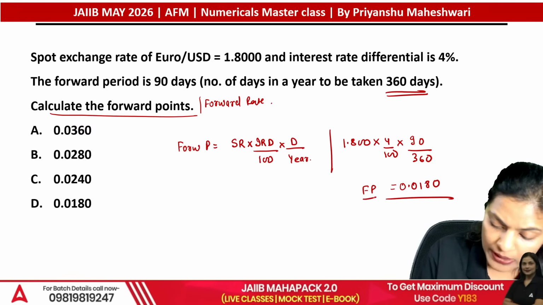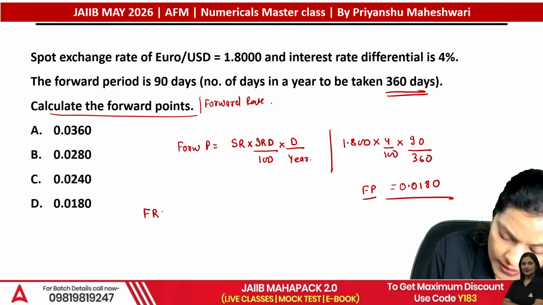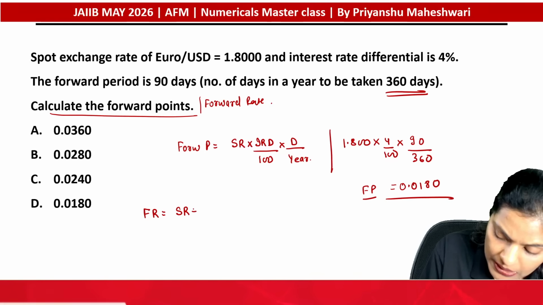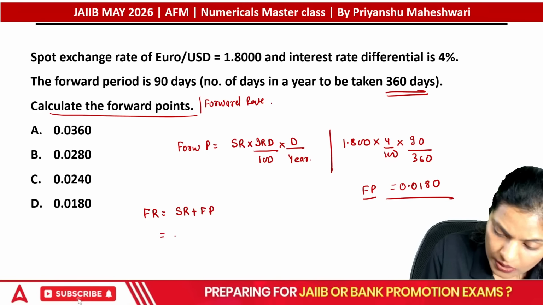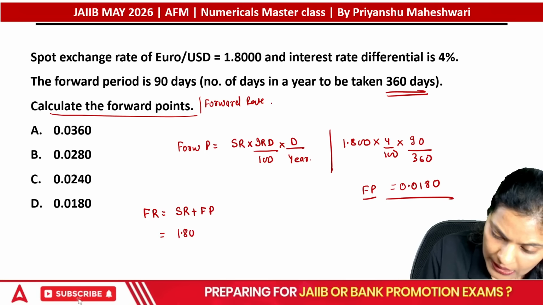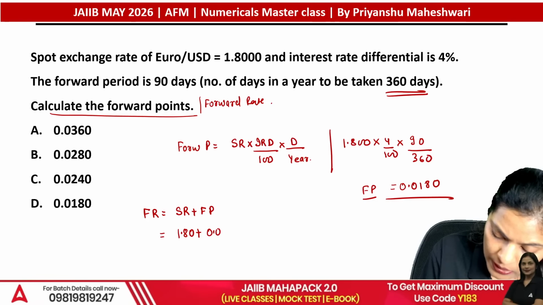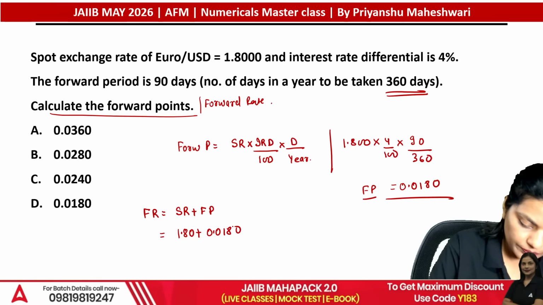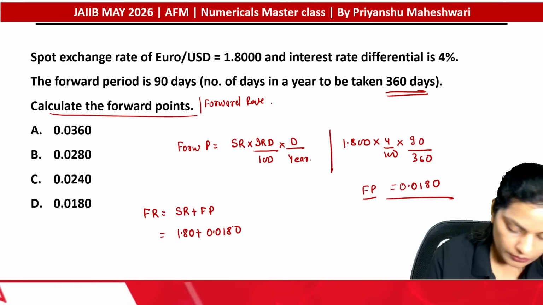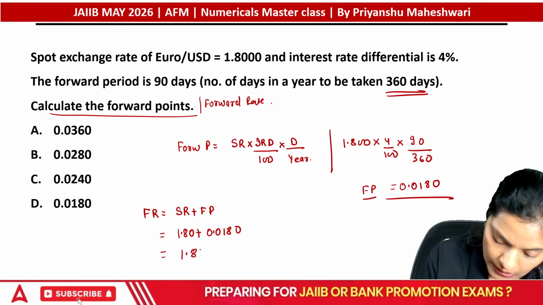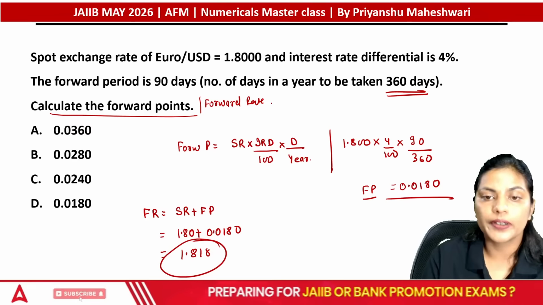This is forward points. Forward rate is equal to spot rate plus forward points. Spot rate is 1.80, forward point is 0.0180. 1.818. That is your forward rate.